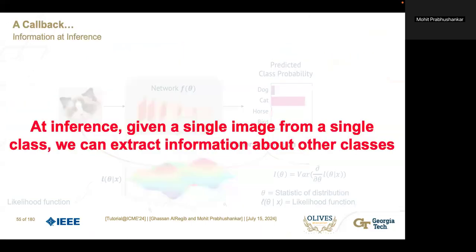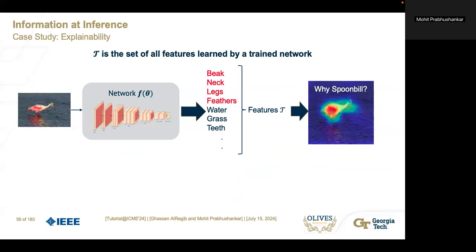So I started off with this very important sentence that I mentioned before, that at the time I had not motivated, but right now I think we have enough motivation to actually visually see what is happening. At inference, given a single image from a single class, we can extract information about other classes as well, right? So given the image of a cat, I told you before that I'll be able to understand something about a dog as well. So let's try to unpack that particular statement.